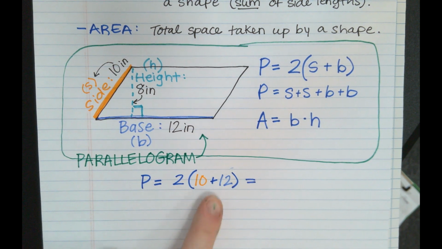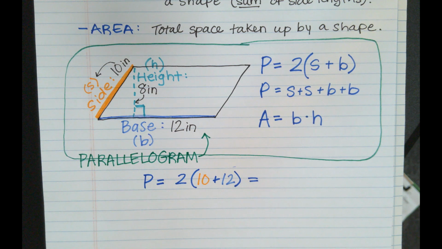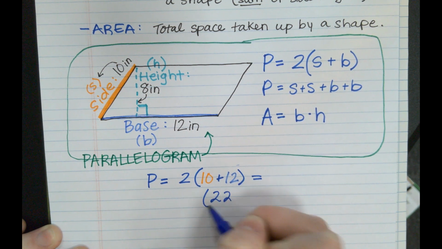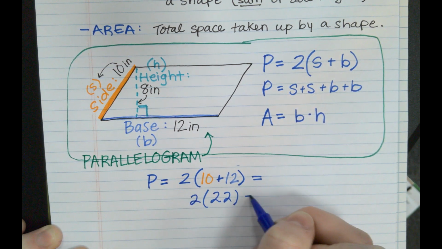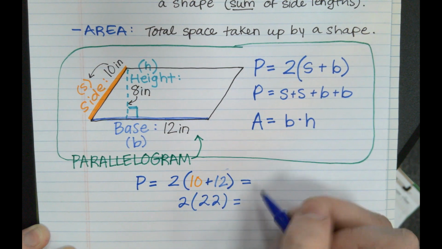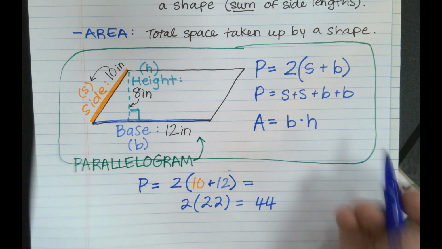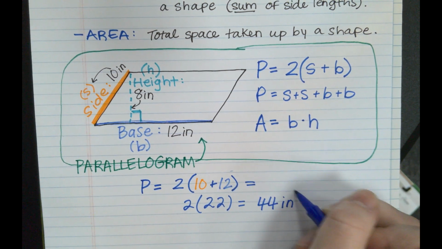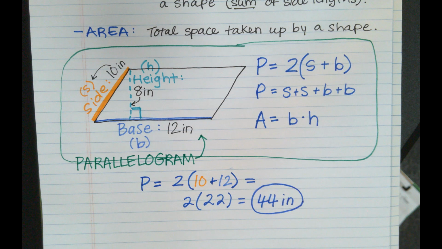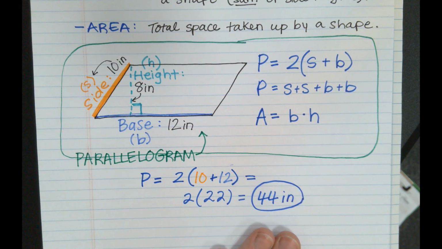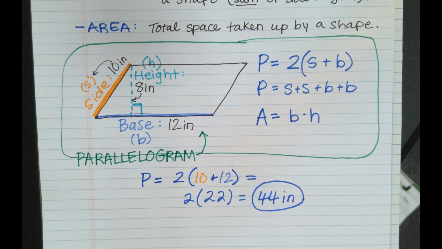So what do I do first to solve this? Yeah, 10 plus 12 is 22. And then exactly right, Cheyenne, 2 times 22, 44. And it's 44 what? Inches. Good. 44 inches is our perimeter. Beautiful. Okay. Anybody have questions about that? Or does that make pretty good sense? I feel like today's a little more straightforward.